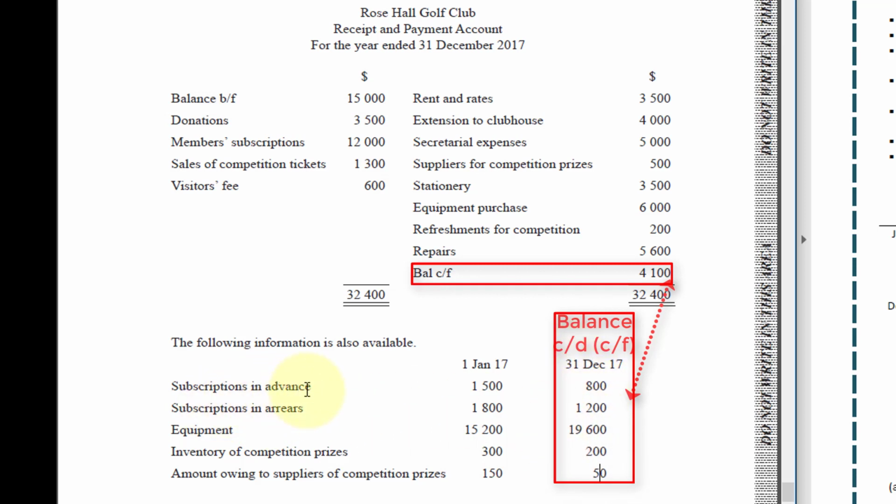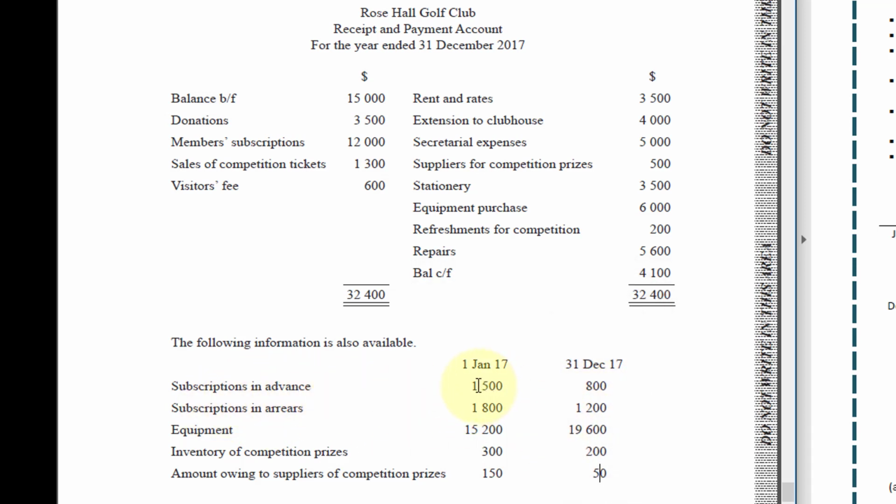So we have opening subscription in advance, we have closing. Opening subscription in arrears, and we have closing. We have equipment, opening balance, and closing. We have inventory or stock, opening balance and closing. We have amount owing to suppliers. Okay, so that would be like your creditors figure, opening and closing.